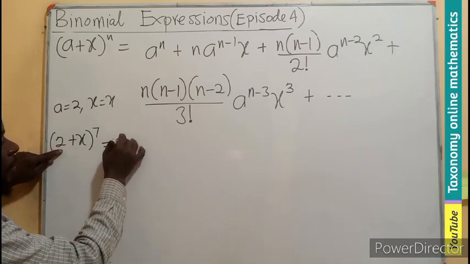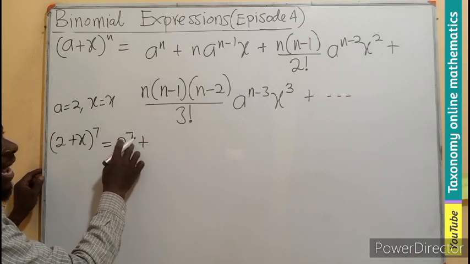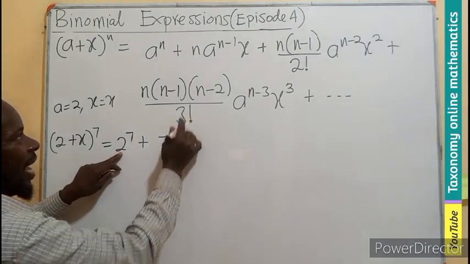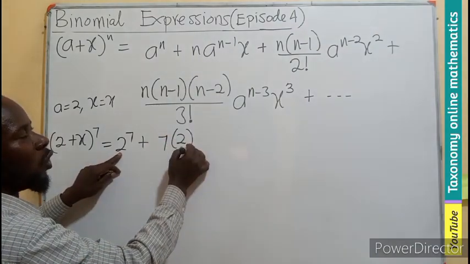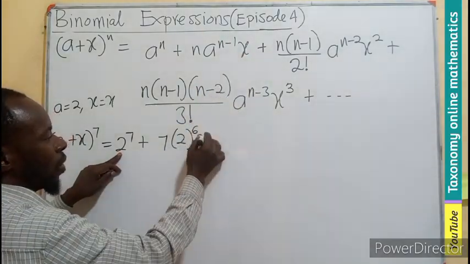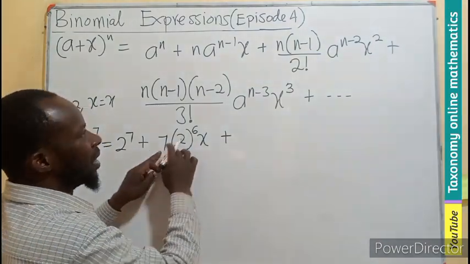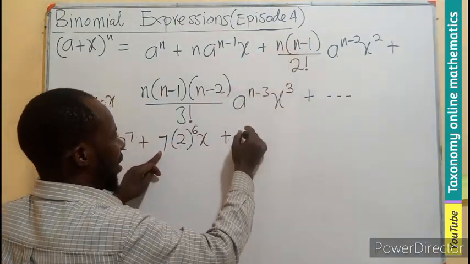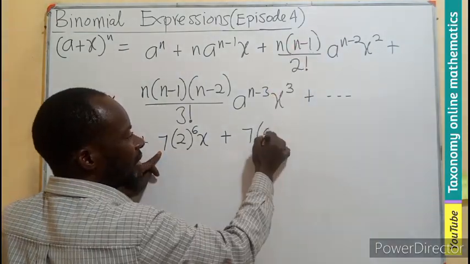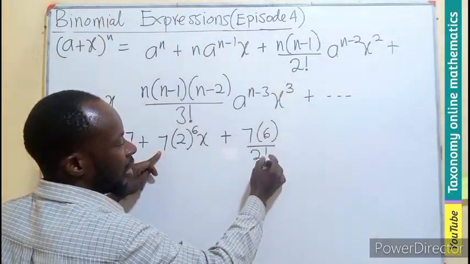So this is going to be 2 exponent of 7, plus the n, which is still 7, multiplying a, and our a is 2. n minus 1, meaning power of 6, then x will follow. Plus, the next term is going to be 7 times 6, divided by 2 factorial. We will explain the factorial in the next step.